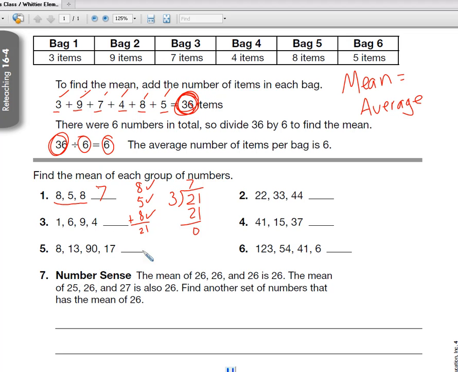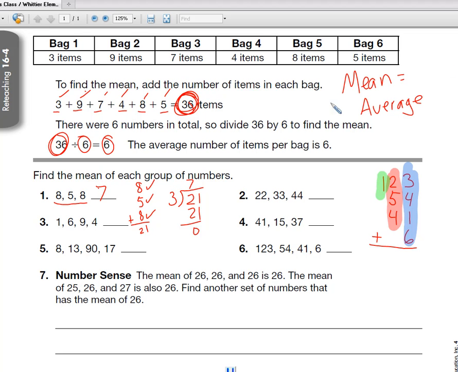Now let me do a couple more. I'll do number 6 down here. Number 6 has the numbers 123, 54, 41, and 6. Now be very, very, very careful when you write these numbers down. If you write them down in the wrong place, you're going to get the wrong answer. So all the ones need to be in the ones place. All the tens need to be in the tens place. All the hundreds need to be in the hundreds place.